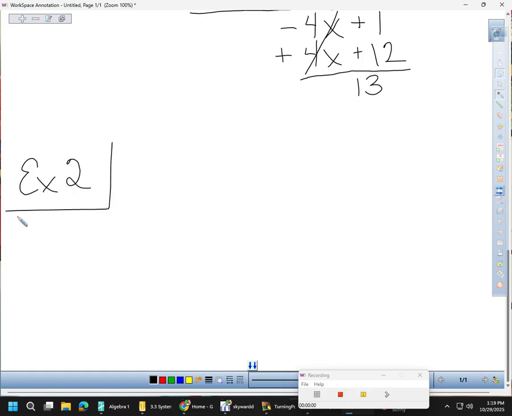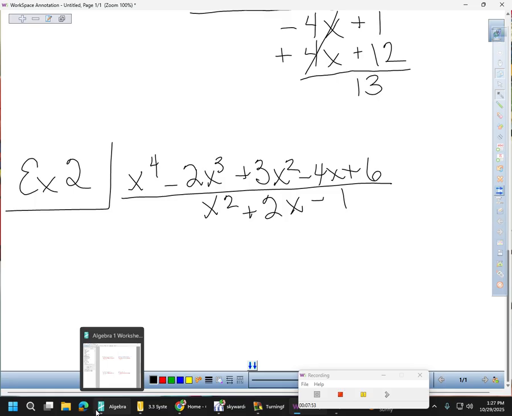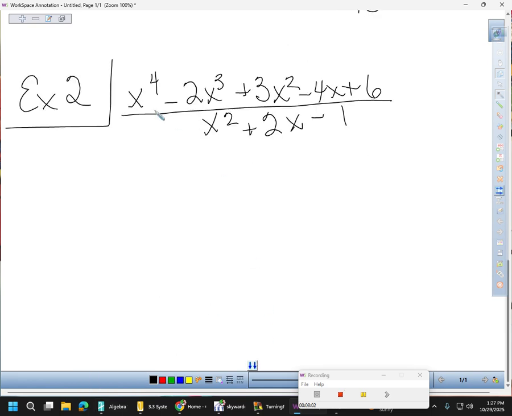Example number 2. We're going to go with x to the 4th minus 2x to the 3rd plus 3x squared minus 4x plus 6, and we're going to divide by, I'm going to write underneath as division, x squared plus 2x minus 1. So this is a perfect example of where we can't use synthetic for this because we don't have a 0, right? We can't find a 0, so we have got to do this one by long division.